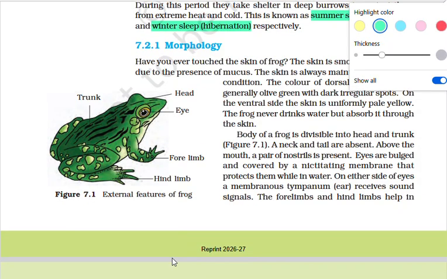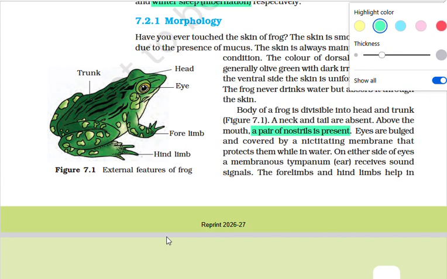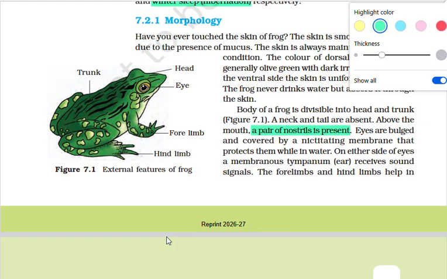The body of a frog is divisible into head and trunk. A neck and tail are absent. Above the mouth, a pair of nostrils is present. This is an important line. In frogs, nostrils are present. Eyes are bulged and covered by a nictitating membrane that protects them while in water. On either side of the eyes, a membranous tympanum receives sound signals.